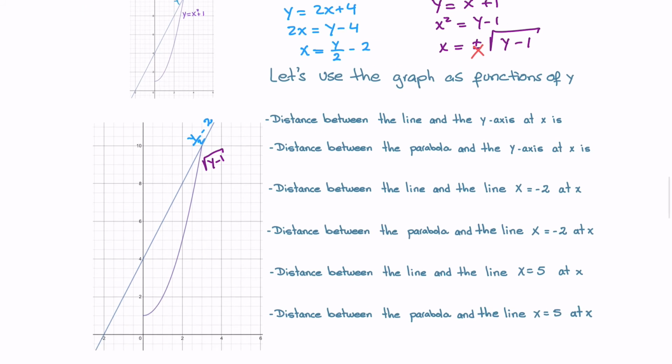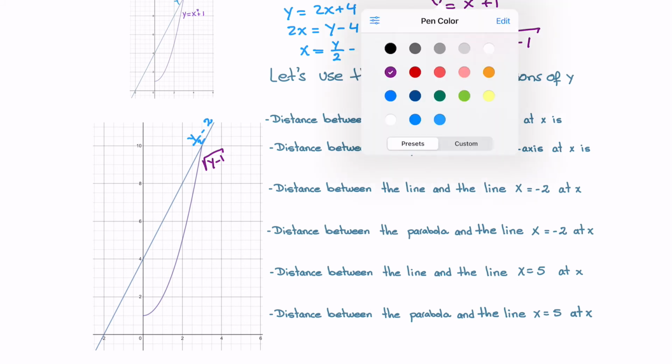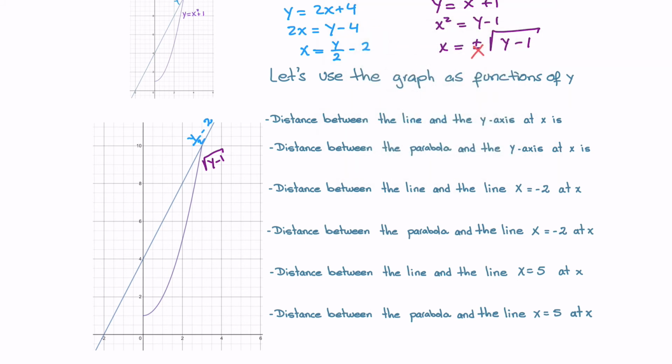We have the two equations, everything with respect to y. We're done. Distance between the line and the y-axis. The line is this one. That's the line. Distance between the line and the y-axis. So go to any y, and you want what? The distance between the line and the y-axis.